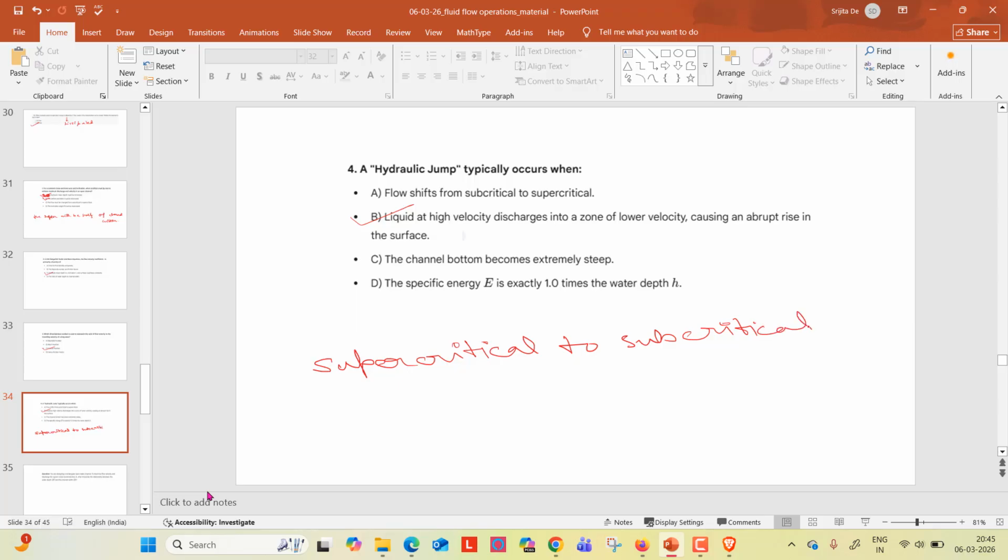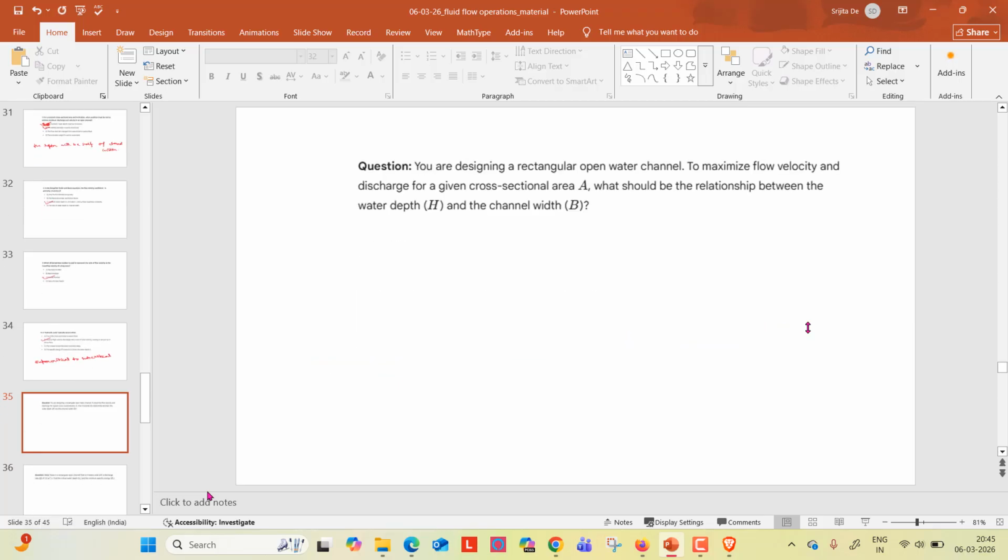Okay. Next. Now comes the mathematical questions. So you are designing a rectangular open channel to maximize flow velocity and discharge for a given cross-sectional area. What should be the relationship between the depth and the channel width? So this is what we are doing in the MCQ. So now we can prove it.